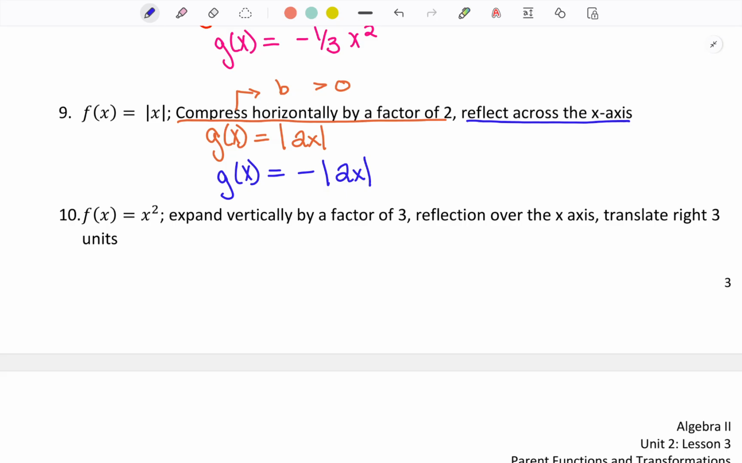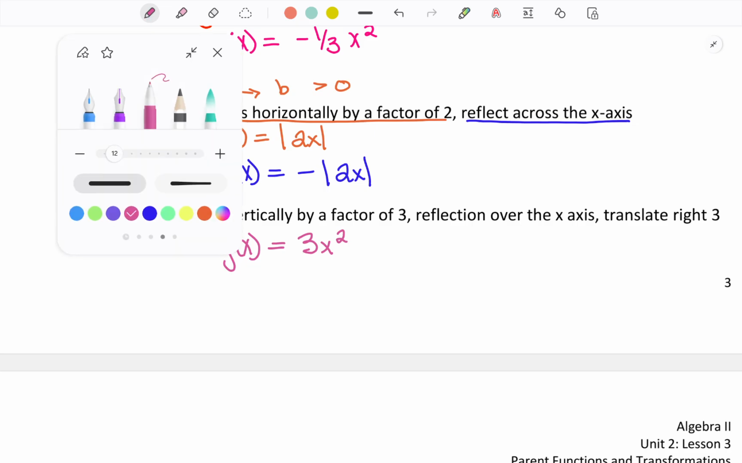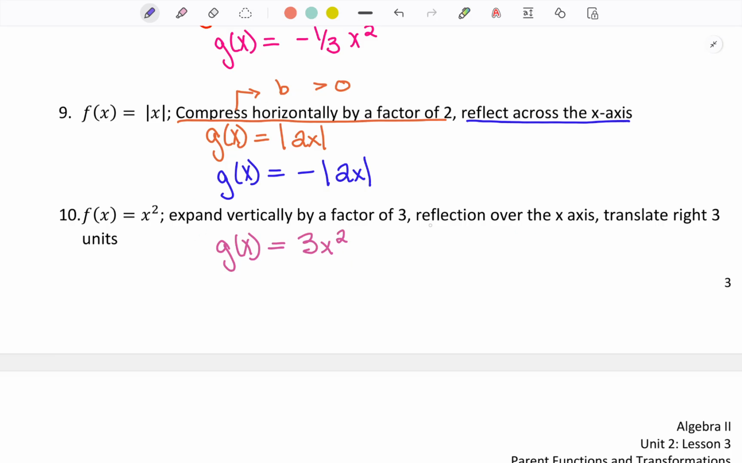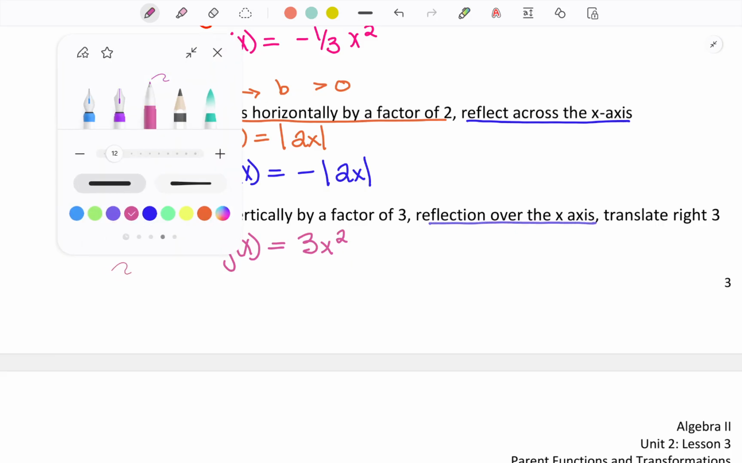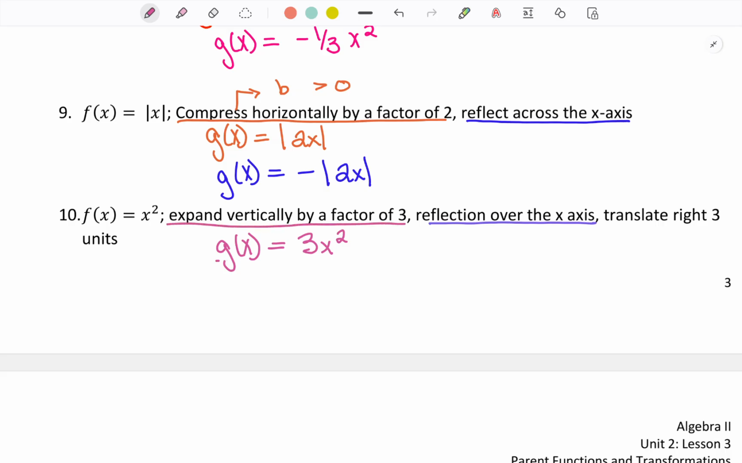For number 10, we are going to take the f of x equals x squared as our parent function. So we'll have the g of x equals, and we're going to expand vertically by a factor of 3. So this is going to be 3x squared. And then we're going to have a reflection over the x-axis. So that is going to be just a negative in front. So we have the g of x equals a negative 3x squared.